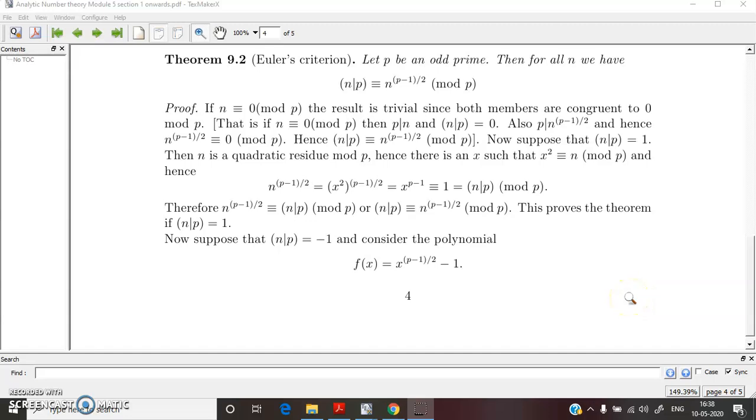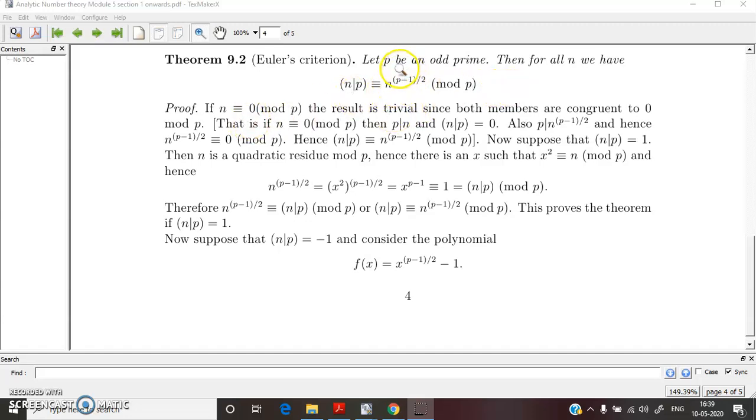Next, we will be discussing the theorem, Euler's criterion. Let p be an odd prime. Then, for all n, we have the Legendre symbol (n/p) is congruent to n raised to (p minus 1)/2 mod p.